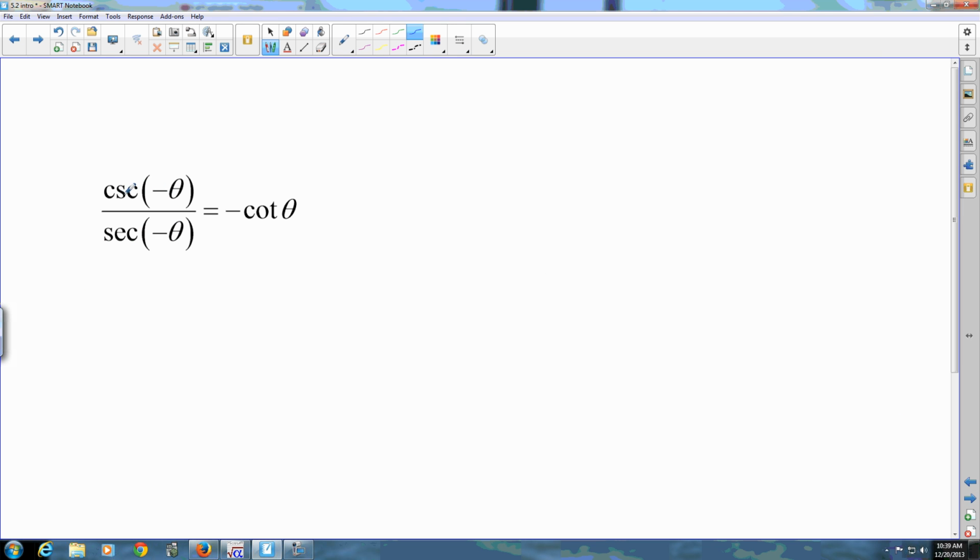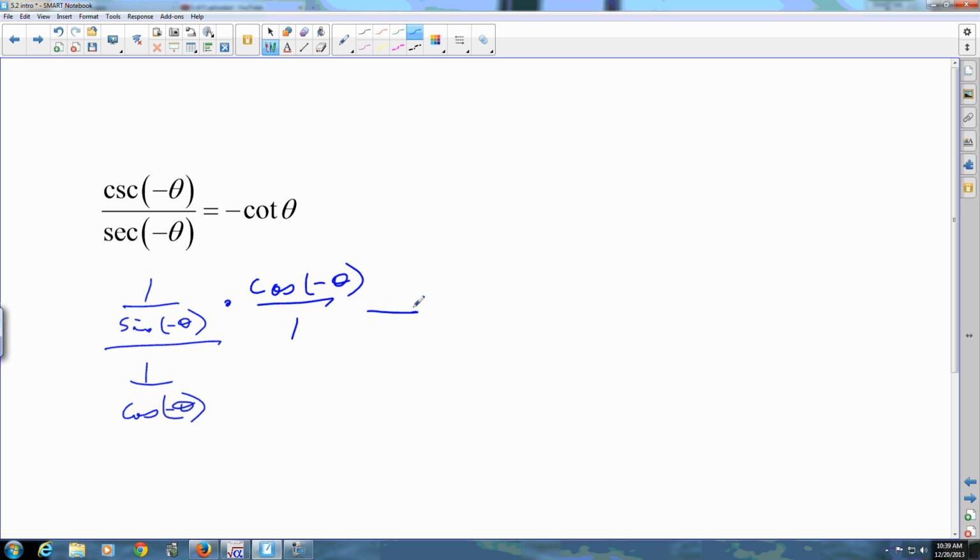This one, cosecant of negative theta over secant of theta. Well, I guess I'm going to return things in terms of sines and cosines. So you have 1 over sine of negative theta over 1 over the cosine of negative theta. You're dividing by this, so multiply by its reciprocal. Cosine of negative theta over 1. Nothing cancels. You're just going to multiply straight across. So you have cosine of negative theta over sine of negative theta.